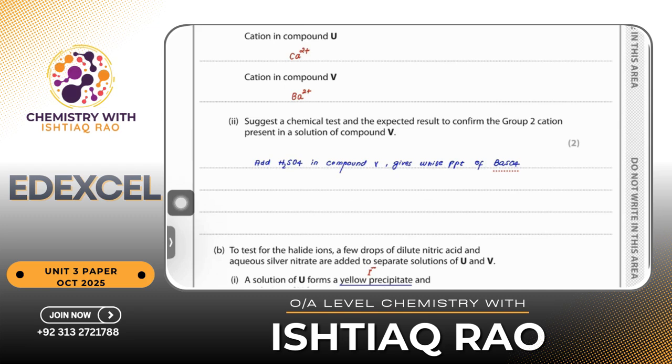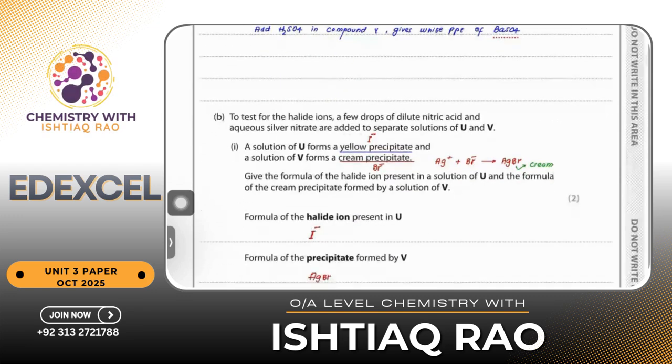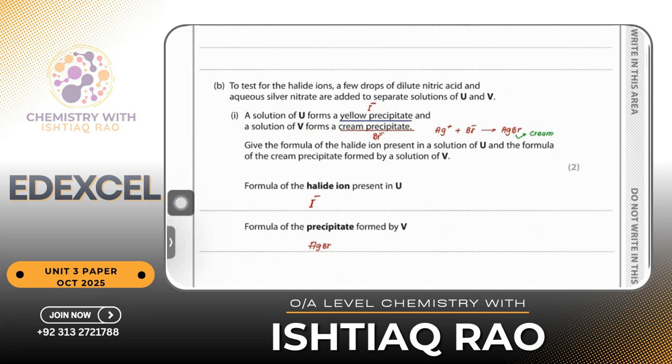So, to test for the halide ion, a few drops of dilute nitric acid and aqueous silver nitrate are added to separate solutions of U and V. A solution of U forms a yellow precipitate, meaning iodide. A solution of V forms a cream precipitate, meaning bromide. Give the formula of the halide ion present in U and V. Of course, for U, it's iodide. In the solution V, it was bromide. So they are saying ion. So I wrote I minus.